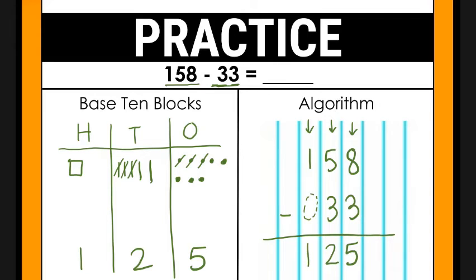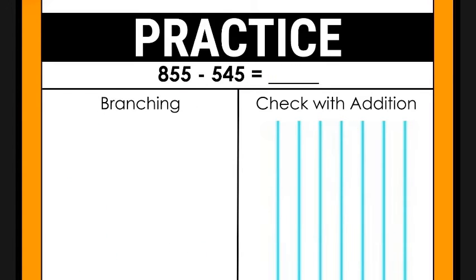So now let's double check. Did I get the same answer? I have 125. 125, so I know I got them both correct. So 158 minus 33 equals 125.